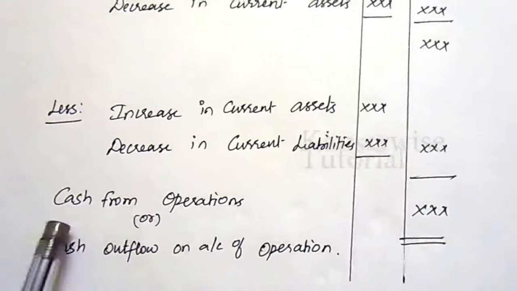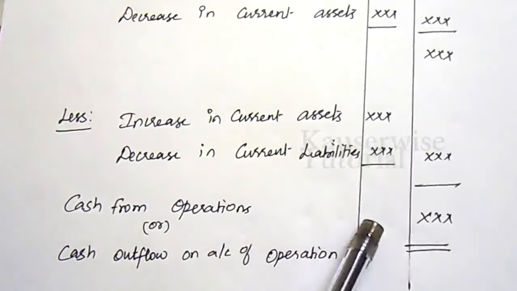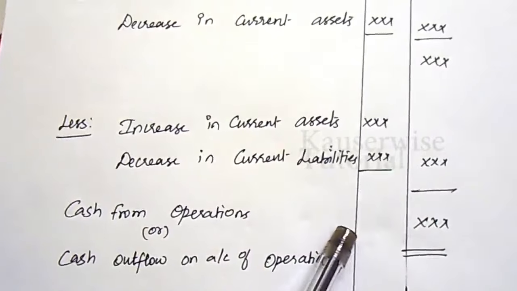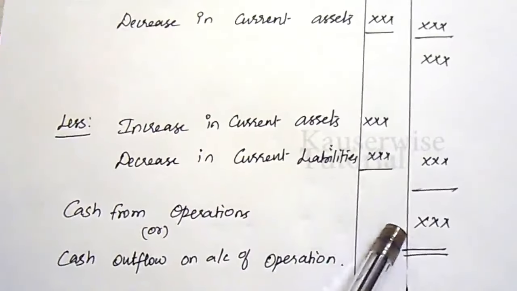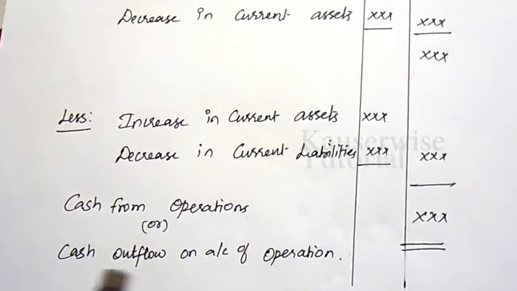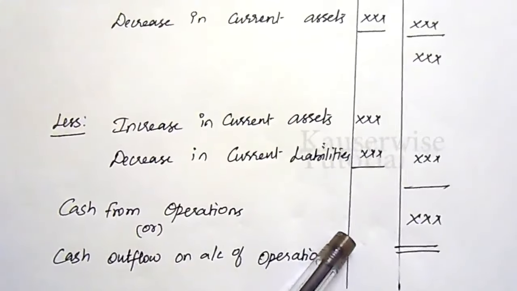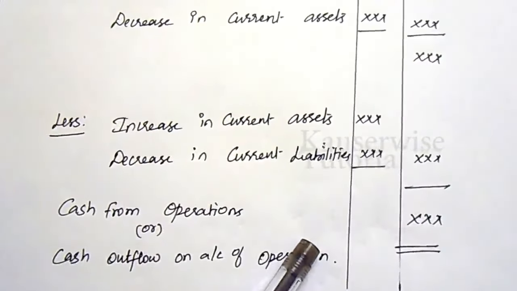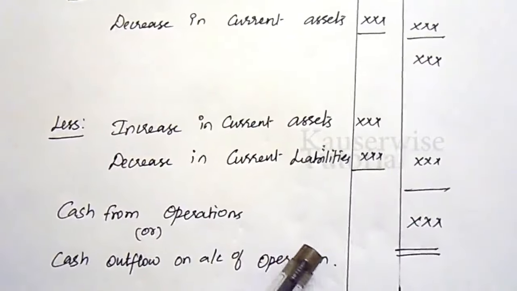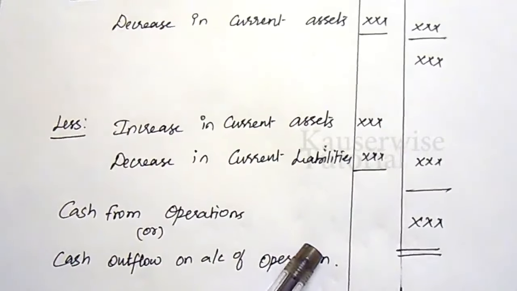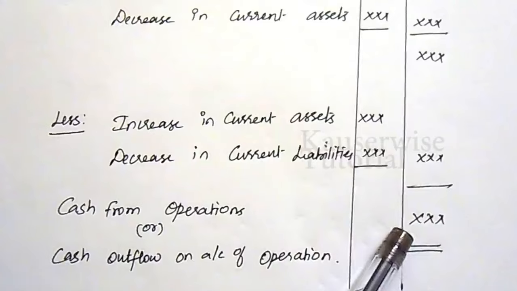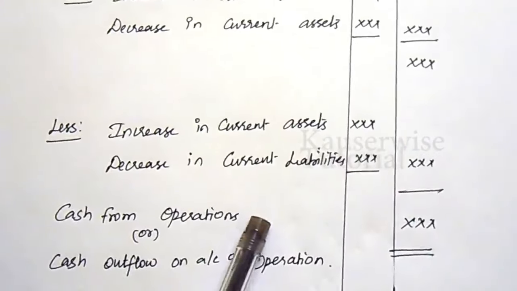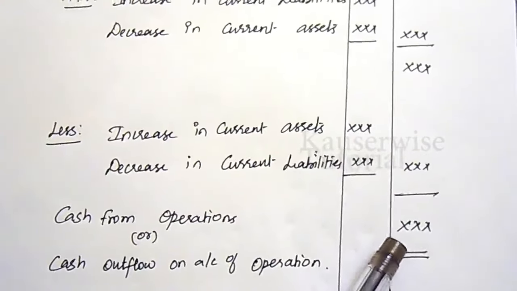See, if we get cash from operation, this will be recorded under sources of cash, that is inflow of cash. If we get a negative value, that is cash outflow, it will be recorded in application of cash, that is outflow of cash. So while you prepare the cash flow statement, you need to include this value, either inflow of cash or outflow of cash according to the answer.